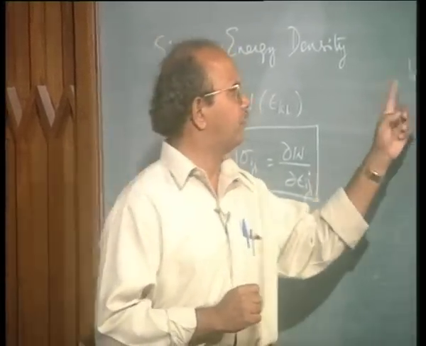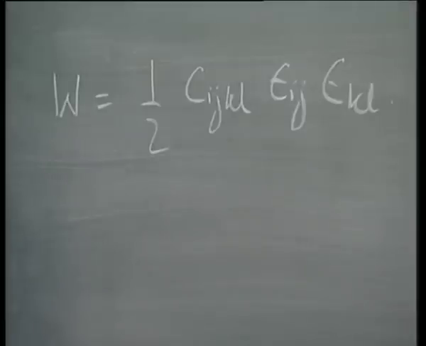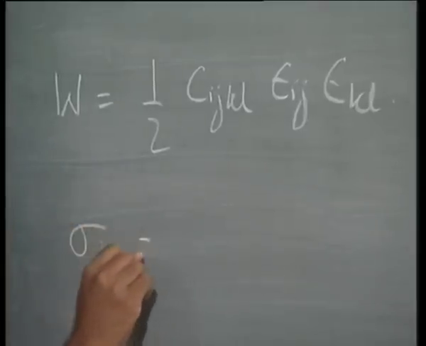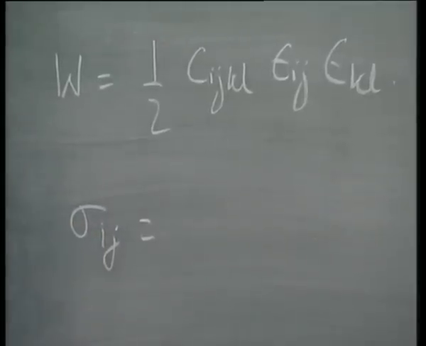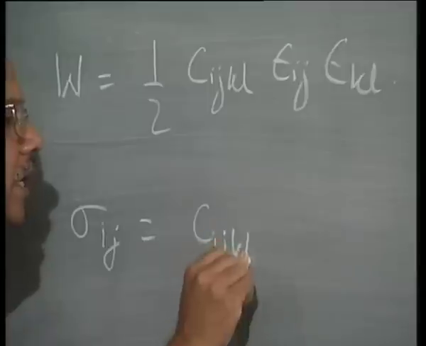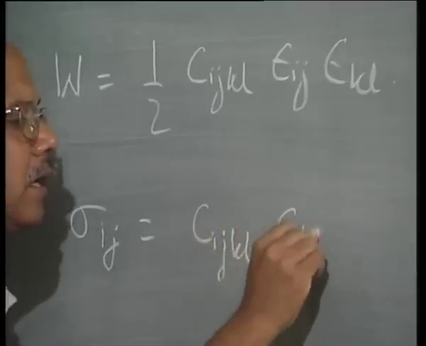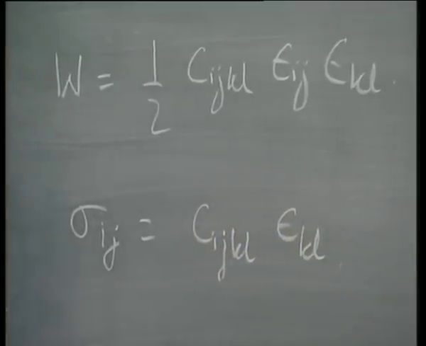If I, for example, define W is equal to half C ij KL epsilon ij epsilon KL, then I can write down my stress strain relationship to be sigma ij, that is dou W by dou epsilon ij, which you can just expand it and write it. I will get C ij KL epsilon KL.